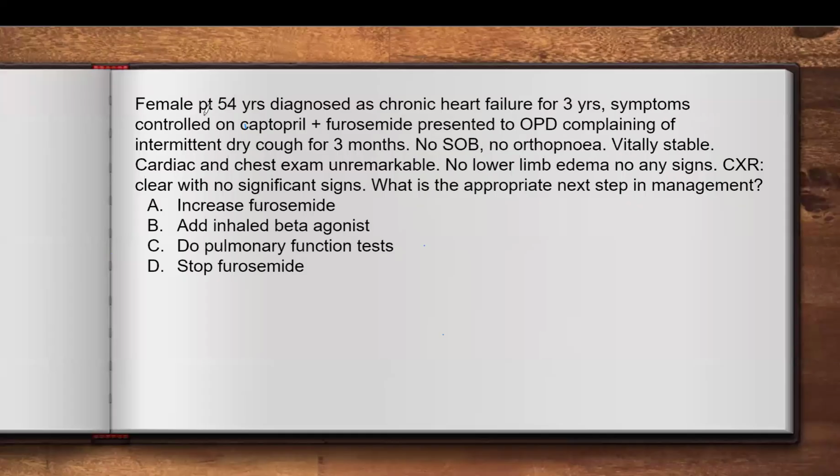So the next question is a female patient, 54 years old, diagnosed with chronic heart failure for 3 years, symptoms controlled on captopril and furosemide. She presented to the OPD complaining of intermittent dry cough for 3 months, no shortness of breath, no orthopnea, vitally stable, cardiac and chest exam unremarkable, no lower limb edema, no signs of heart failure. Chest X-ray is clear with no significant signs. What is the appropriate next step? Increase furosemide, add inhaled beta agonist, do pulmonary function test, or stop furosemide.